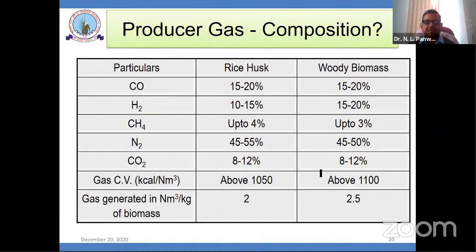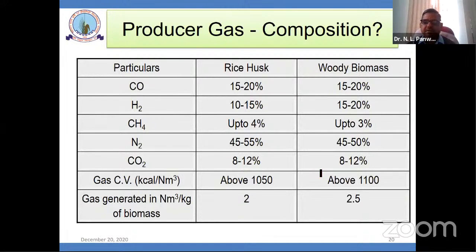And if you look at the composition of this producer gas, carbon monoxide is around 15 to 20%. That is combustible and toxic. Hydrogen is 10 to 15%, a high energy carrier gas. And methane is up to 4% only. Nitrogen content is much higher, 45 to 55%, and carbon dioxide is 8 to 12%. As far as the calorific value is concerned, it is around 900 to 1100 kilocalorie per normal cubic meter.